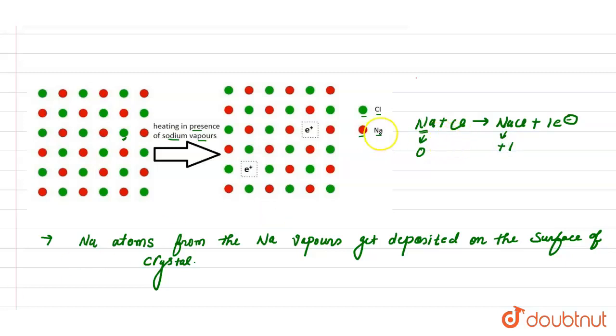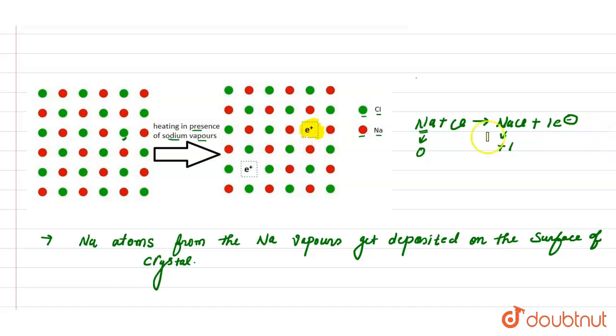Now this released electron diffuses back into the lattice to occupy the position of the chloride ion that had combined with the sodium atom. As you can see here, this electron diffuses back into the lattice to occupy the position of the chloride ion, so as to maintain the electrical neutrality of the crystal. This electron which occupies the position of the chloride ion is what gives the yellow color to the NaCl crystal on heating. Why?